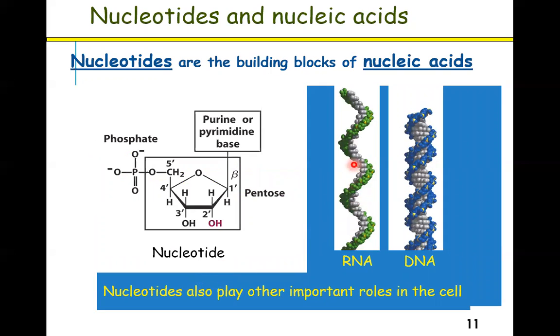So the structure of RNA is single strand, and DNA is double strand. Both of them are formed from nucleotides. Nucleotide in RNA, ribonucleic, contains ribose, and in DNA, deoxyribose.